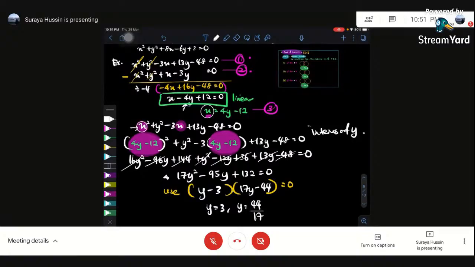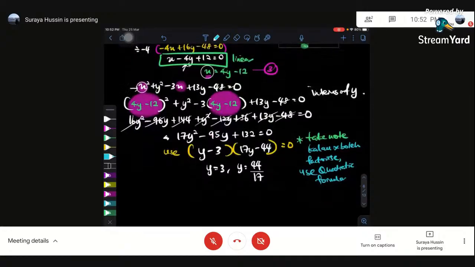So dekat sini, kalau you tak boleh nak factorize, take note ya. Kalau you tak berjaya factorize, you must use quadratic formula. Masih ingat ke quadratic formula tu macam mana? You still remember? Tak kisahlah y ataupun x ke kan? The formula is negative b plus minus square root of b squared minus 4ac over 2a. Okay, this is the formula if you cannot factorize using the calculator.